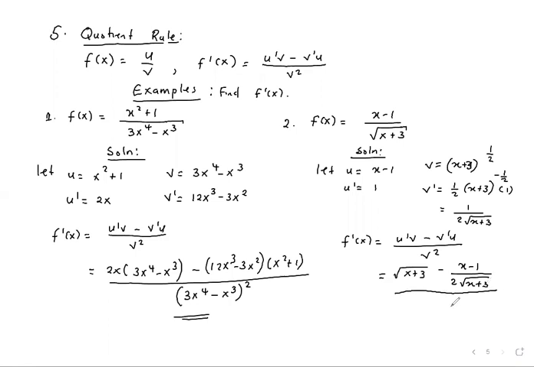Then we divide everything by v squared. So v squared will just be x plus 3, since the square will be taken away by the square root. So this becomes our derivative. No need of simplifying. When you reach there, it's enough.